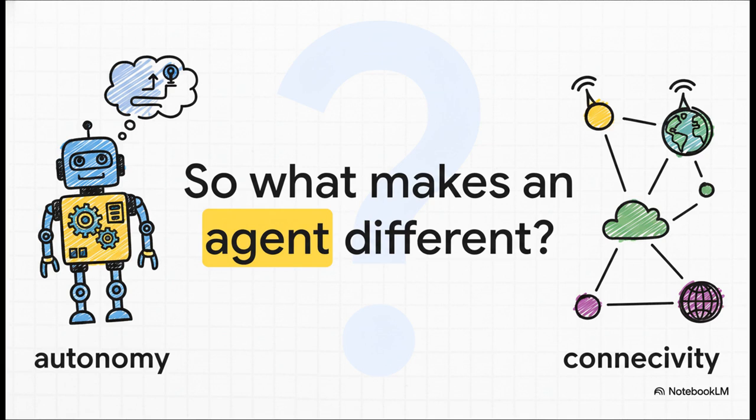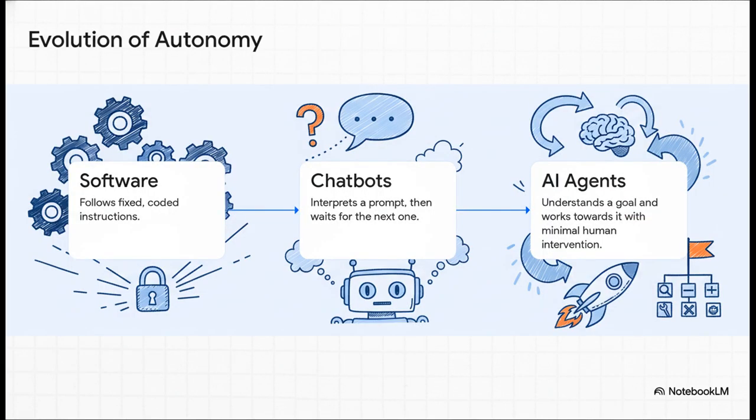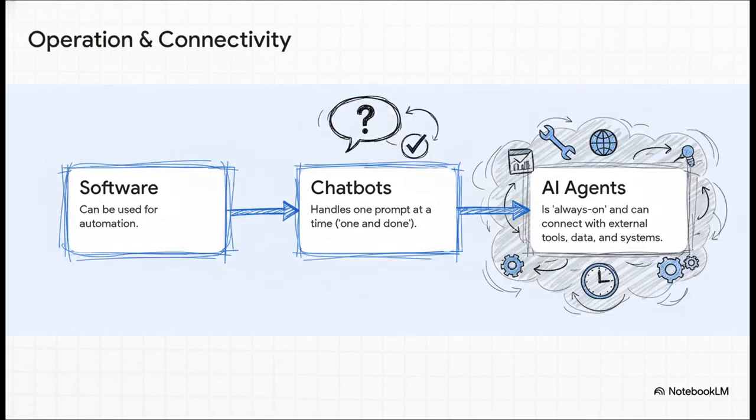Let's break those down. Okay, look at the massive jump in autonomy here. Traditional software is rigid, right? It does exactly what it's been coded to do and nothing more. A chatbot is smarter. It can understand your prompt, but then it just stops. It waits for you to give it the next command. An agent, on the other hand, is a whole different beast. You give it a high-level goal, and it can actually plan and execute a whole series of actions all by itself to get there.